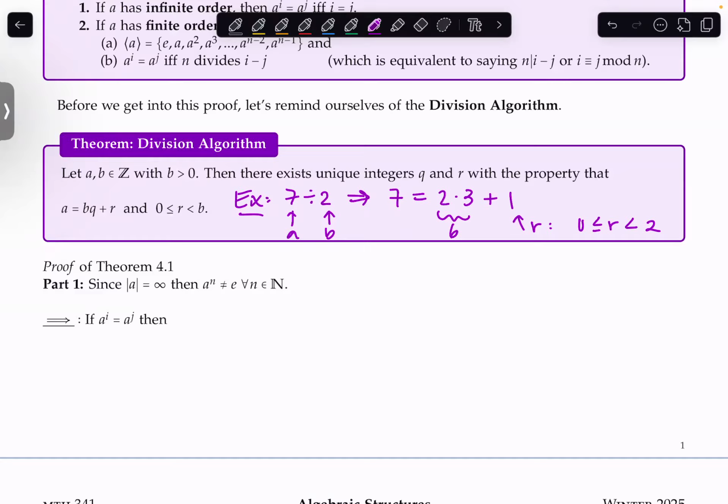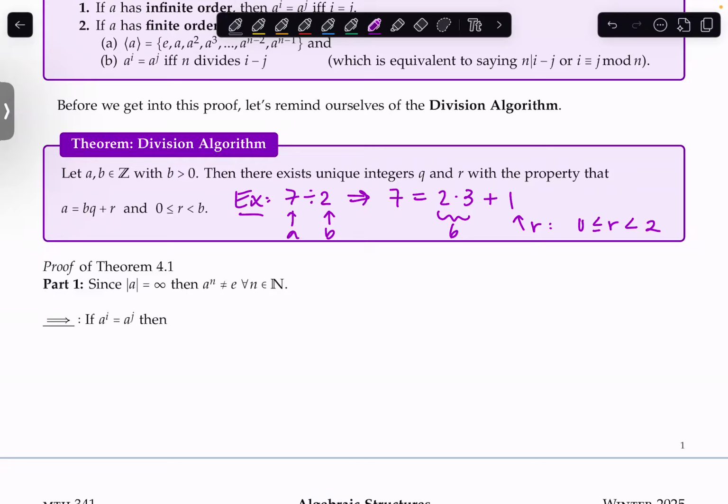Great. So if I have infinite order, that's telling me no matter which natural number I choose, if I raise it to that power, I can never get the identity, right? I can get the identity if I raise it to the 0 power, but if I plug in any positive natural number, I can never get back the identity, or also have finite order in that case.